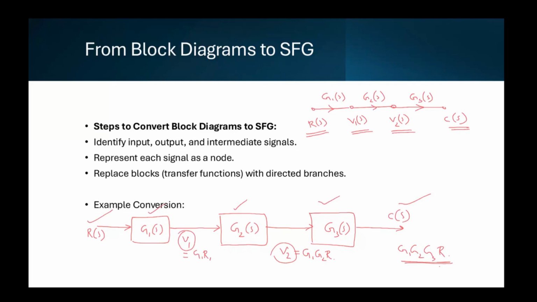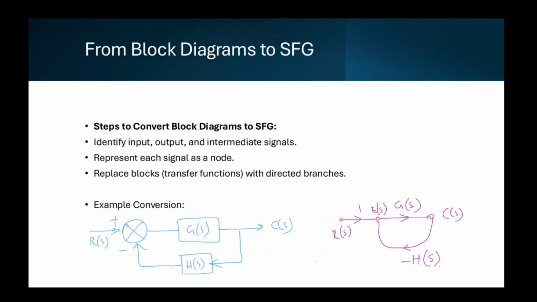There's a connection between R and V1 by a directed branch, and near that arrow we will write the transfer function G1(s). Similarly, from V1 to V2 we connect with a directed branch and write the transfer function near it, G2(s). Similarly, from V2(s) to C(s). So this is the equivalent signal flow graph for this transfer function.